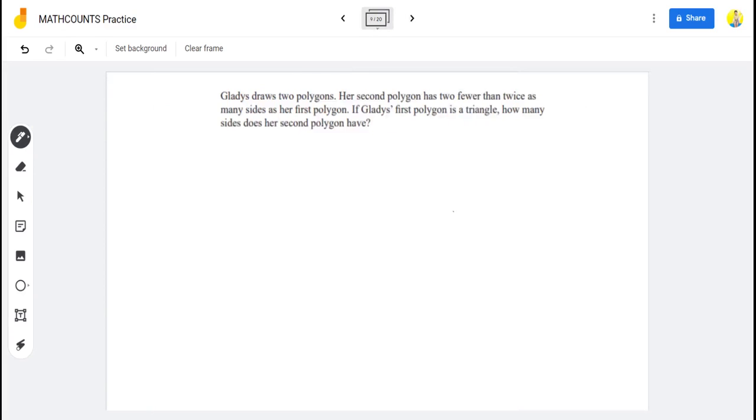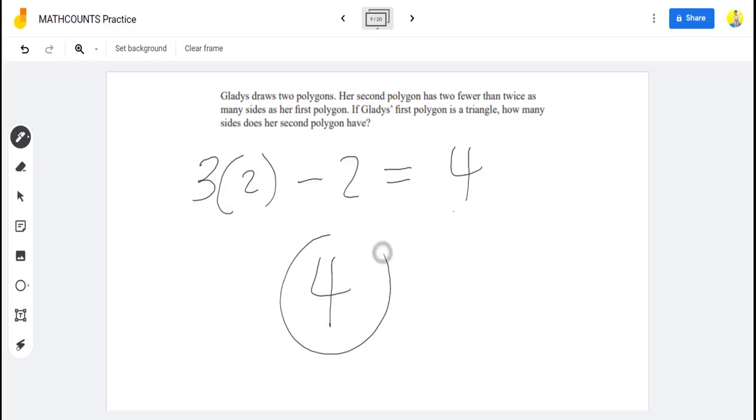Gladys draws 2 polygons. Her second polygon has 2 fewer than twice as many sides as her first polygon. If Gladys' first polygon is a triangle, how many sides does her second polygon have? A triangle has 3 sides. Twice of that, and then 2 fewer than that, is equal to 4, meaning that her second polygon has 4 sides.